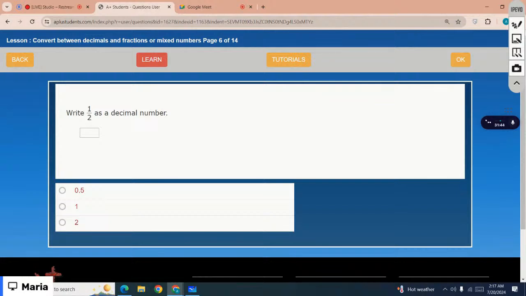Right, 1 by 2 as a decimal number. So which is the correct option? The correct option is 0.5. Option number 1 is the correct option.